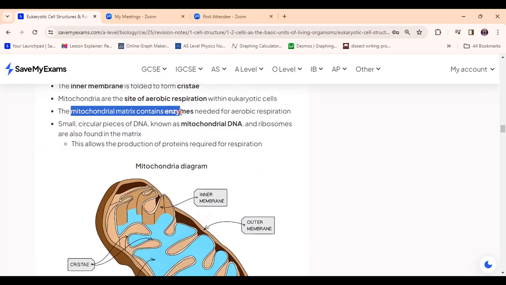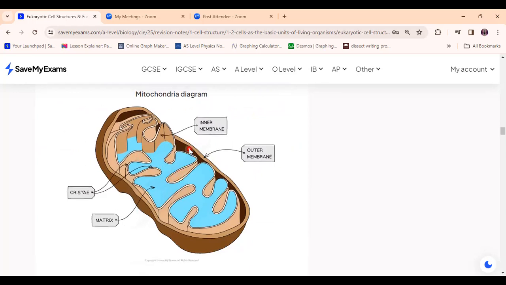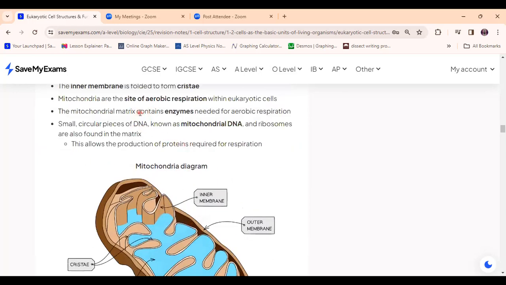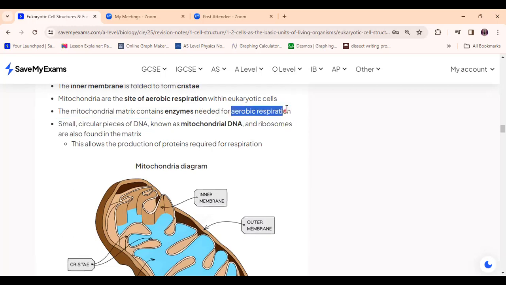And the mitochondrial matrix, so the liquid present inside, contained within the inner membrane, is called the matrix, and it contains enzymes that essentially catalyze the reactions of aerobic respiration. Because aerobic respiration, don't forget, is an enzyme-controlled, enzyme-catalyzed reaction.